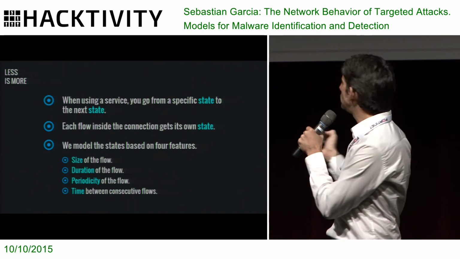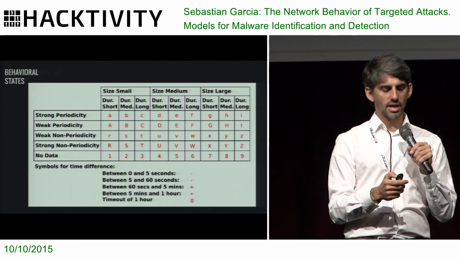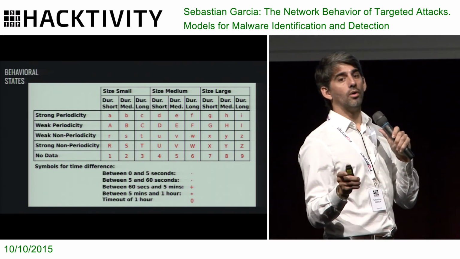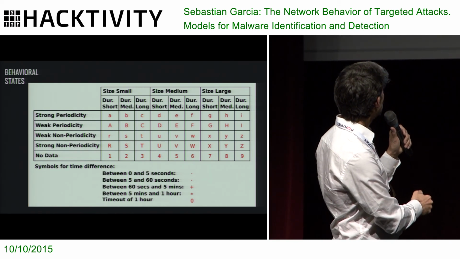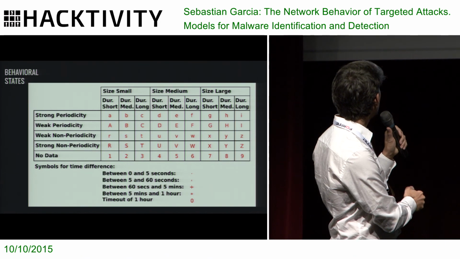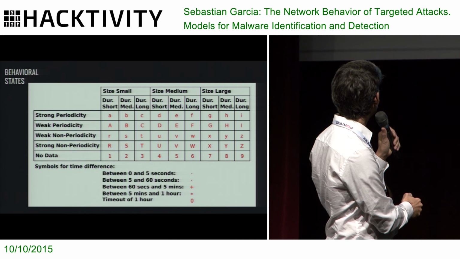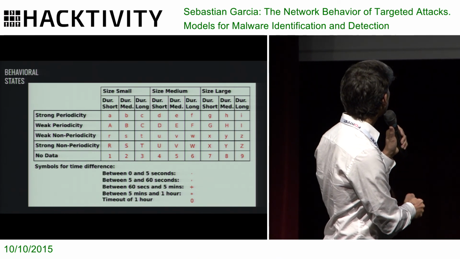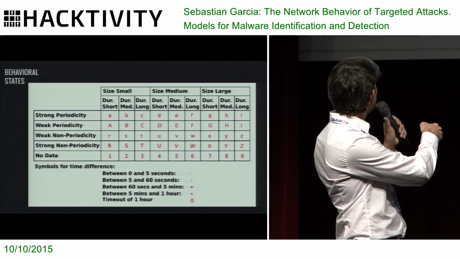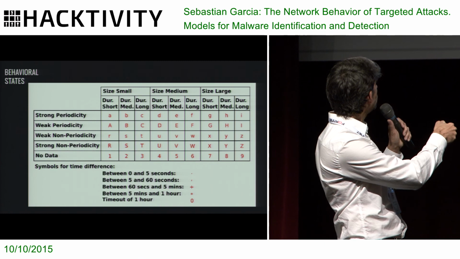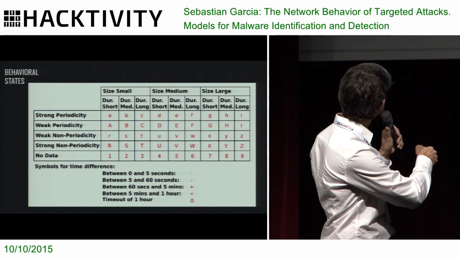So what we are doing with these features? We are creating this table, horrible table. The table is saying, okay, you got one flow, okay? And the flow has a small size. And then the duration of the flow is maybe medium. And the periodicity of the flow is weak periodicity. So I'm going to give you a capital V. Or if the periodicity is weak and your size is medium and your duration is long, I will give you a capital F. Or you have a weak non-periodicity or strong non-periodicity.